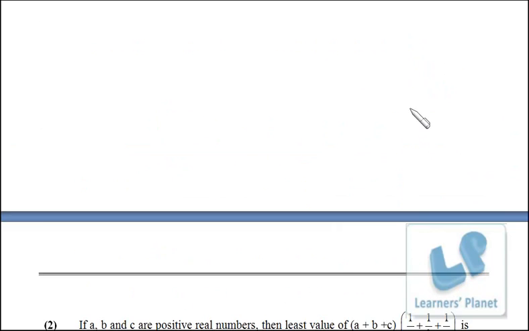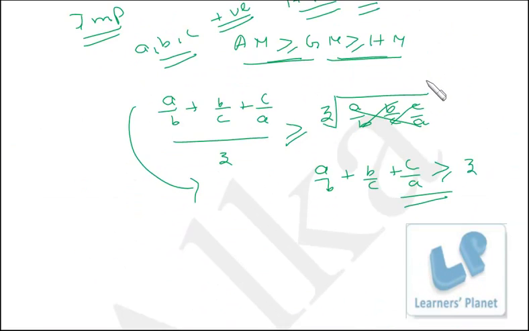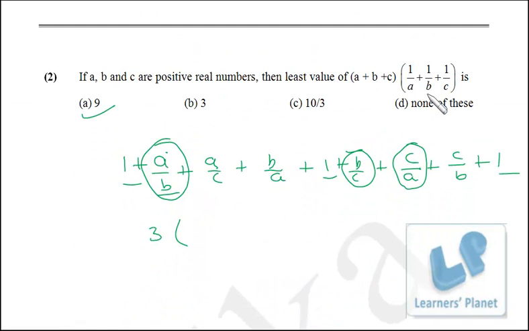Right? In the previous question we have already done this. A by b plus b by c plus c by a will be minimum 3. So 1 plus 1 plus 1, 3 we have already got. Then a by b plus b by c plus c by a is 3. Similarly, a by c, c by b and b by a will also be 3. So 3 plus 3 plus 3, it is 9. I hope you are getting it.